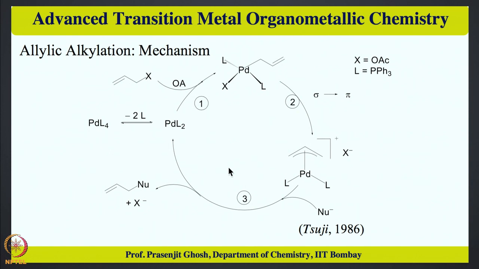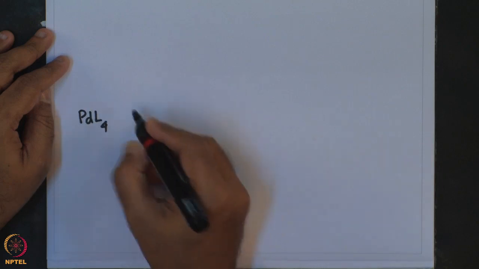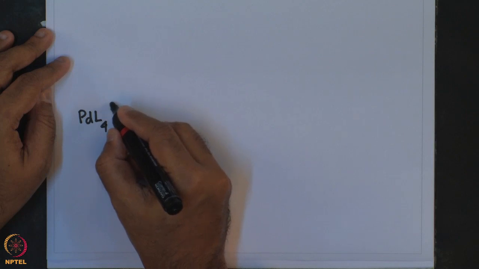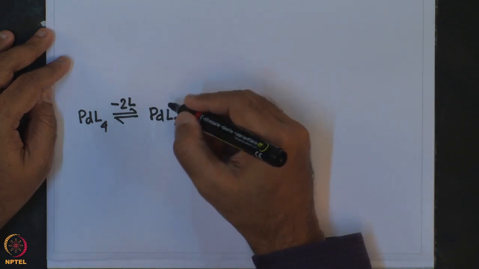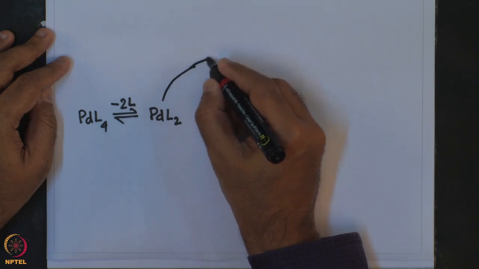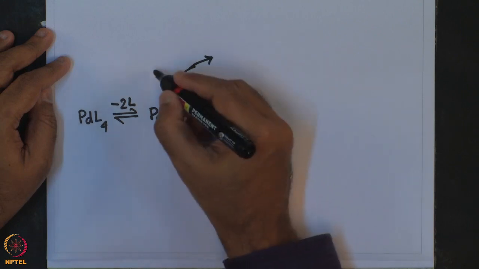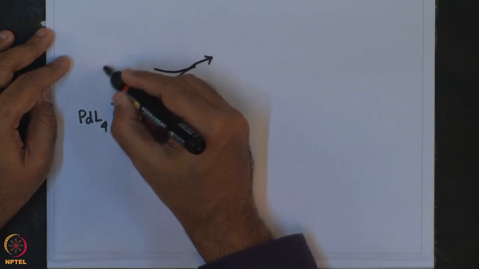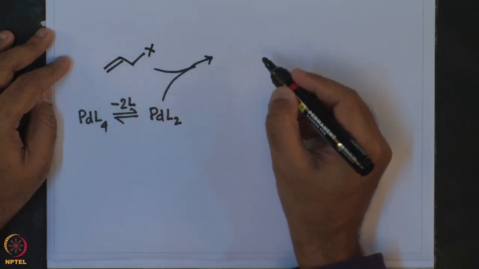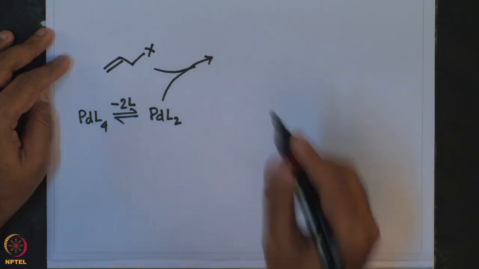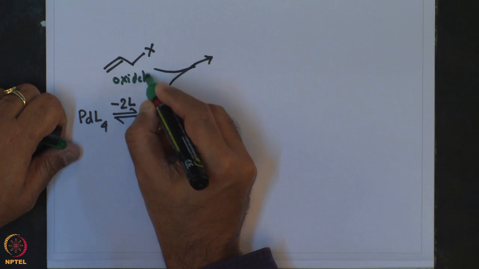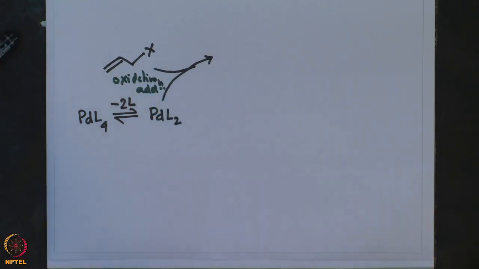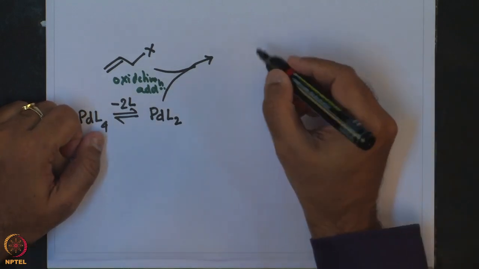Now, to begin with, a palladium 0 species like PdL4 loses 2L to give the coordinatively unsaturated PdL2, which reacts with allyl halide in a step which is called oxidative addition, to give the oxidatively added product.